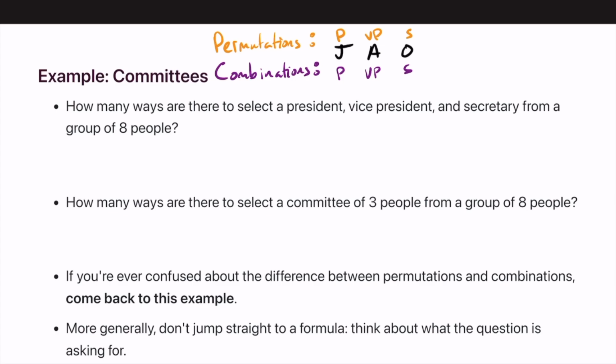Now, let's assume we reorder these people. So let's go. And now we have, again, the president, vice president, secretary, and the president.